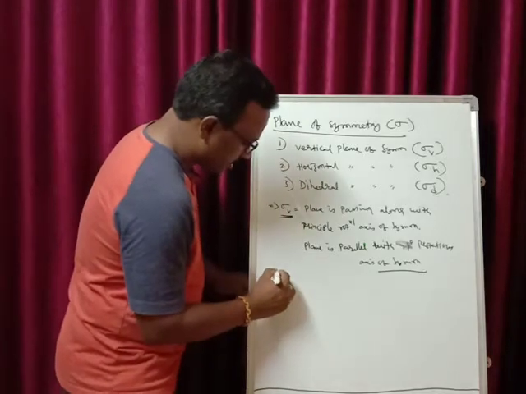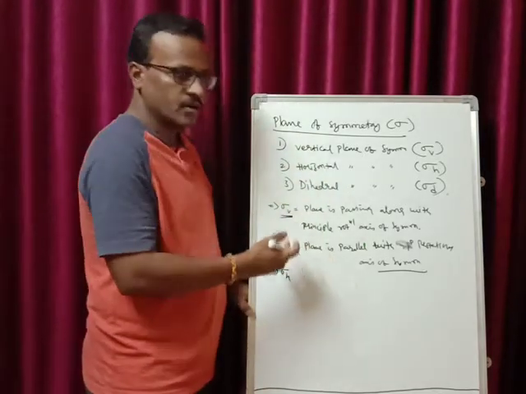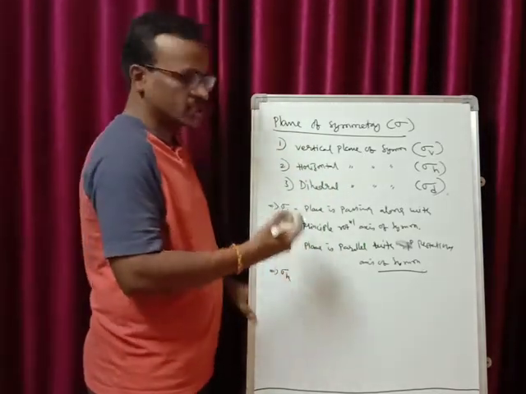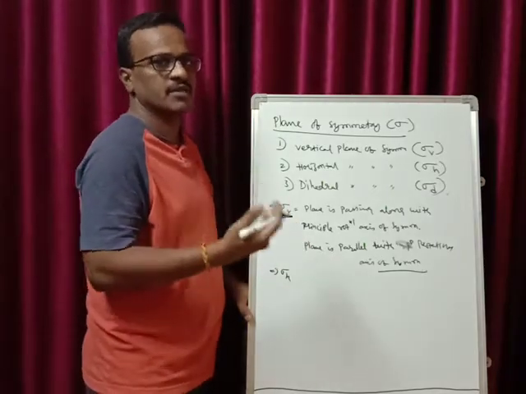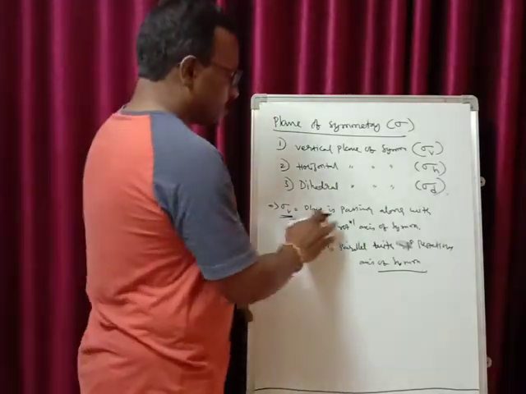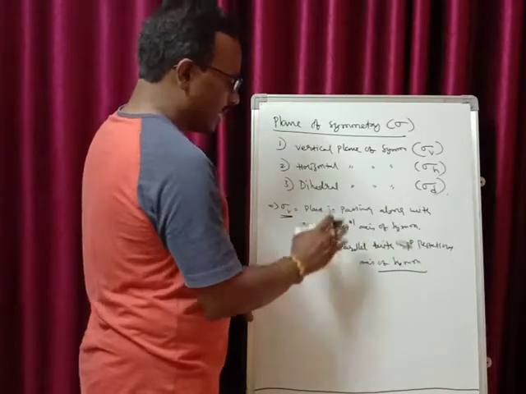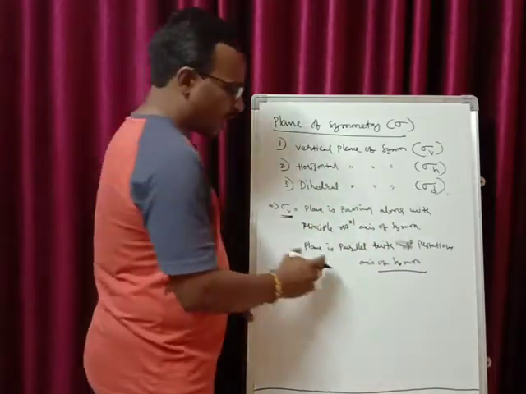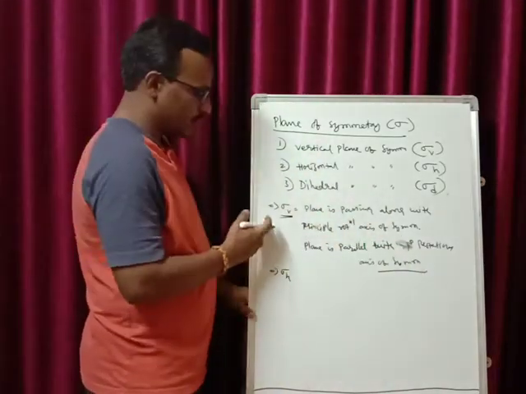Now coming to the next, that is sigma h. We'll talk about the examples later, but initially we need to understand what is sigma v, sigma h, and sigma d. So sigma v is the plane passing along with the principal axis of symmetry or parallel to the principal axis of symmetry, then we call it as sigma v.